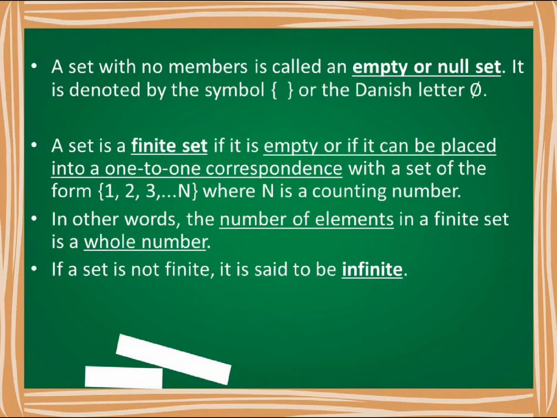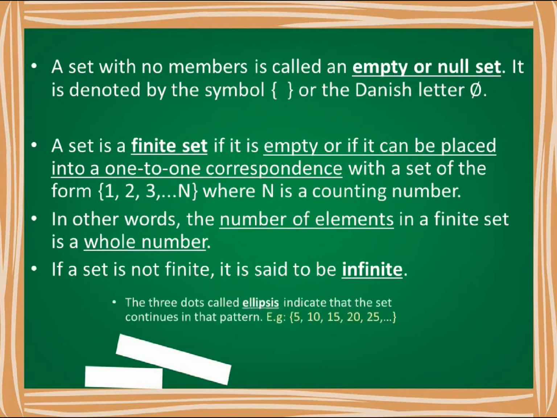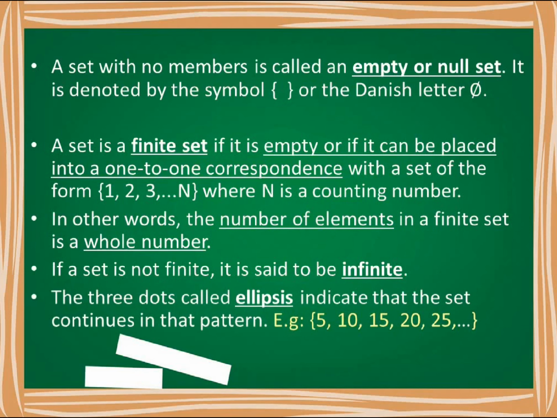If a set is not finite, it is said to be infinite or walang katapusan. The three dots called ellipses indicate that the set continues in that pattern. Example, 5, 10, 15, 20, 25, and so on and so forth. So, yung tatlong tuldok na to, it means na continuous yung set natin dun sa pattern na pinapakita ng set.